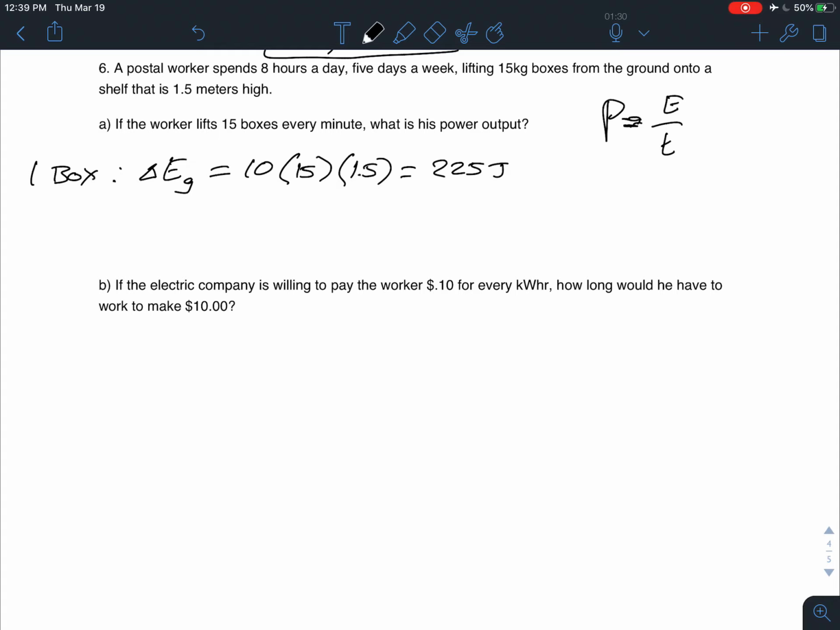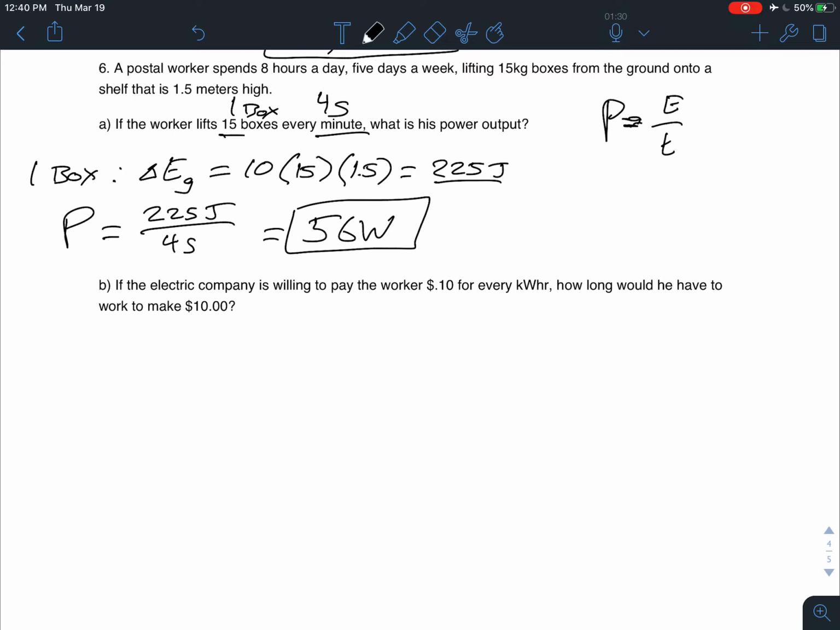So how long does it take the worker to do that? Well, if they're doing 15 boxes in a minute, then that would be one box. How long would that take? Well, 15 boxes every 60 seconds, so one box is going to take 4 seconds. And that means that our power is we're doing this much energy every 4 seconds, because this is one box, that's the time for one box, and put that in your calculator, that's about 56 watts.